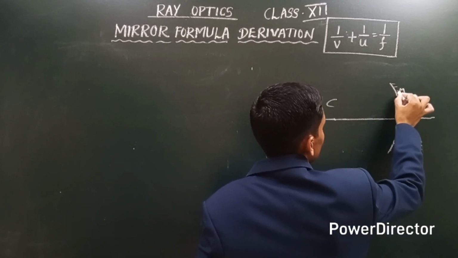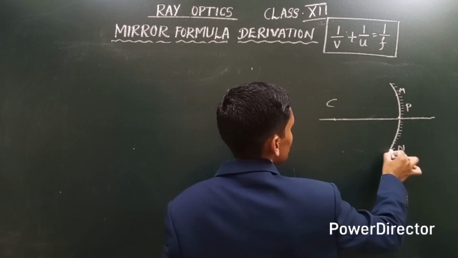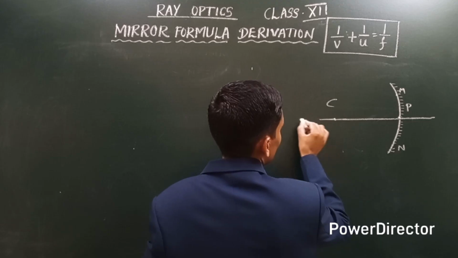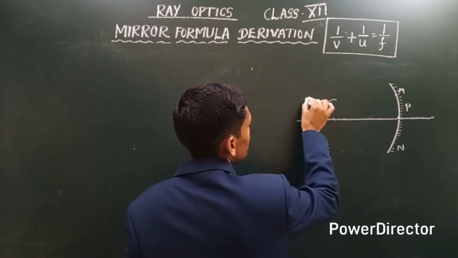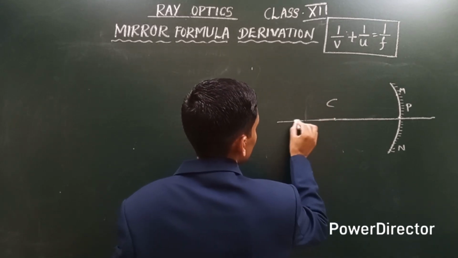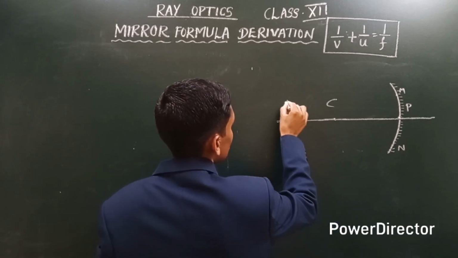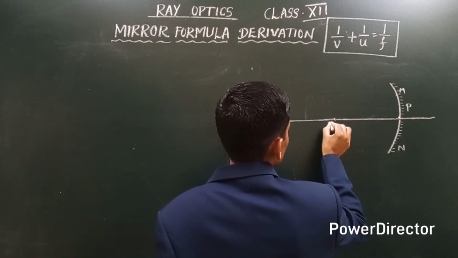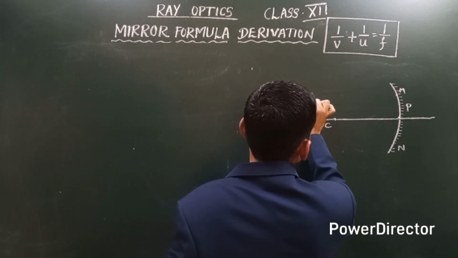Now you have to show this is the rough side of the mirror, and this is the polished side. So now let AB be the object on the principal axis. This is the object on the principal axis. Now consider a ray of light which is parallel to the principal axis.